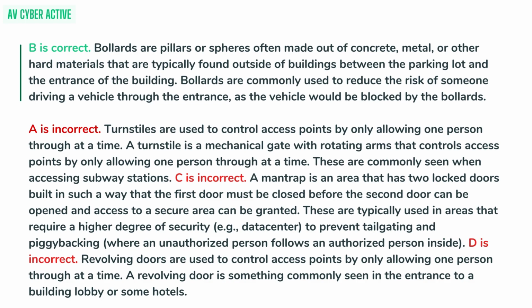D is incorrect. Revolving doors are used to control access points by only allowing one person through at a time. A revolving door is something commonly seen in the entrance to a building lobby or some hotels.